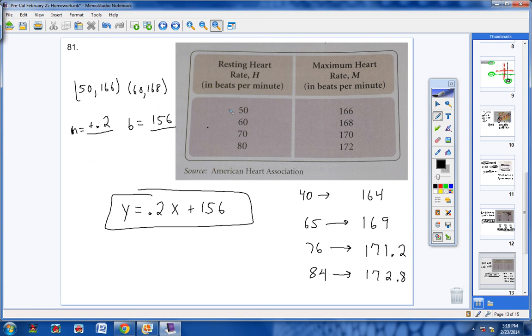Now I think in the book they wanted you to use H and M instead of X and Y, and that's no big deal. You would have had 0.2 H right here, and over here you would have had an M instead of a Y. And that's totally fine to do. We really should try to do that when they want us to, but you still have the same linear relationship.